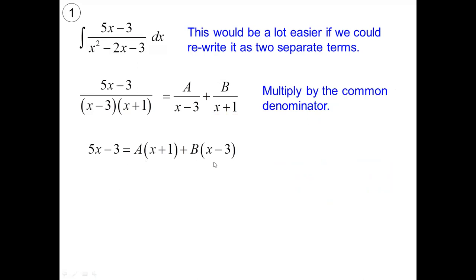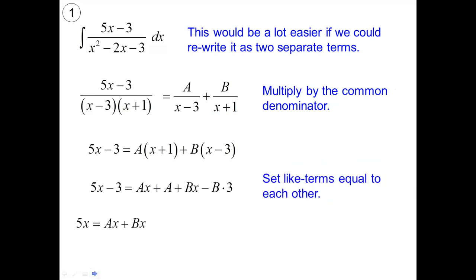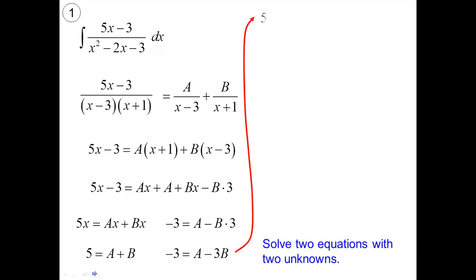So what do we do? We multiply by the common denominator. And this is the result. We equate coefficients of 5x to ax plus bx. So you have that. And then we have 5 is equal to a plus b. Now this part is for the constants. You have -3, you have a minus 3b. So these are your two equations. This is for the x and this is for the constant. To solve two equations with two unknowns, you have this. 5 equal to a plus b and -3 is equal to a minus 3b.